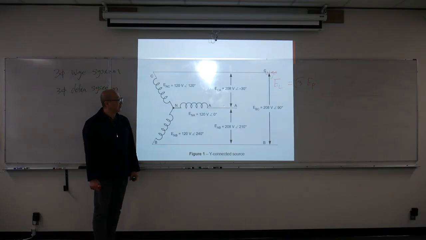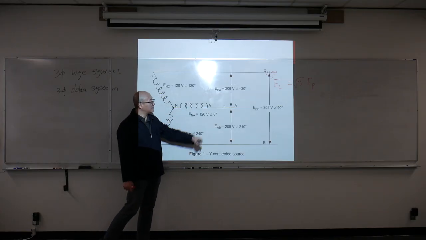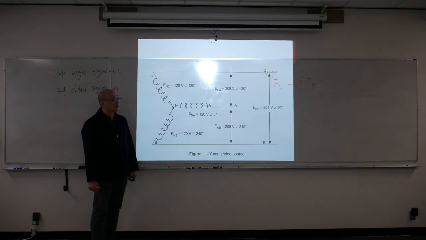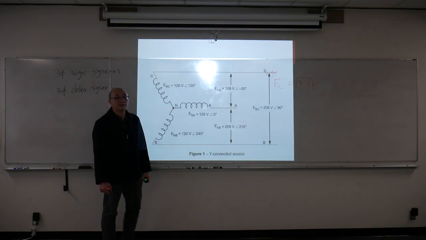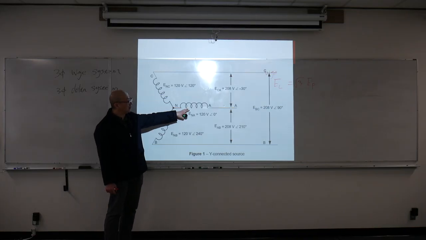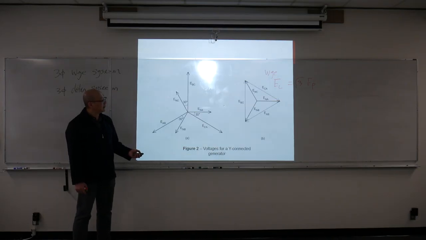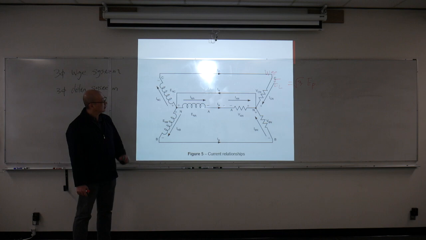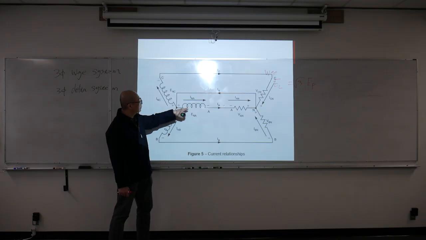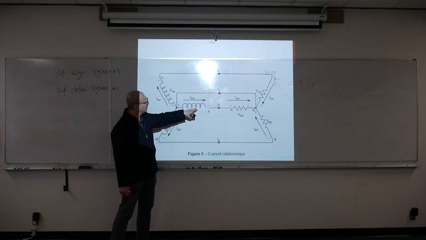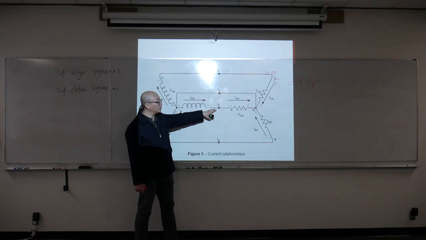Looking back at this drawing here, if I have a current coming out from this phase, this phase and the line connect directly together. So your phase current is equal to your line current, which you can see in this drawing down here. Here's my phase current from the neutral to point A. That's my A phase current. When this current goes to the load, there is only one path for it.